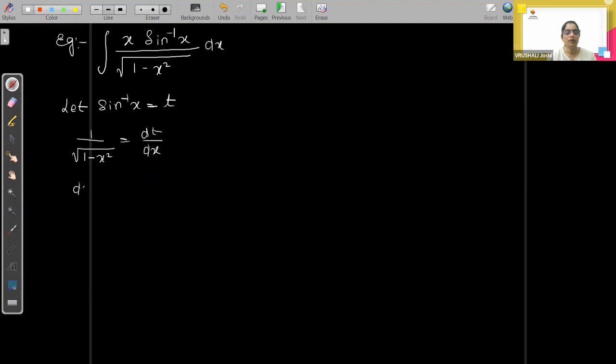That means dx is equal to dt into root of 1 minus x square. Easy ho gaya. Now the question looks cute. It seems like we can just do it right away. Correct. How will we do it?